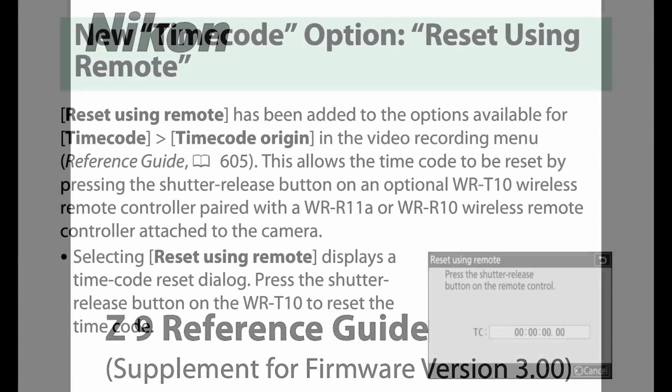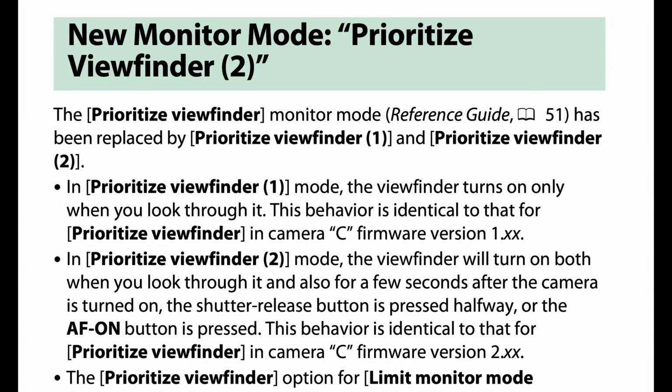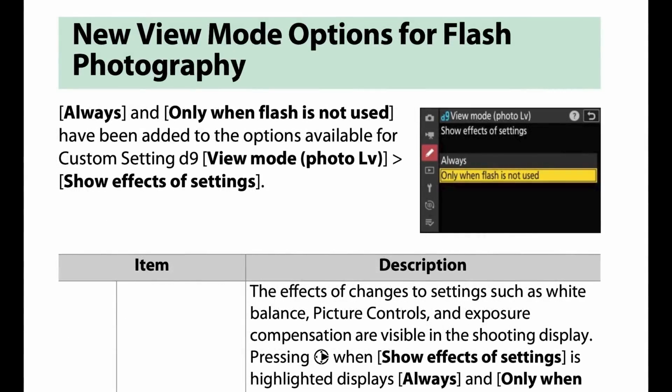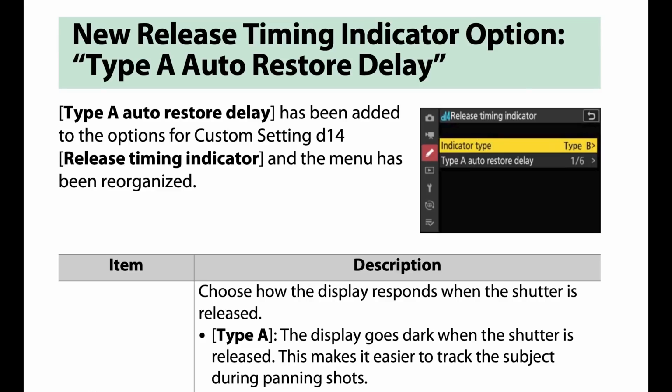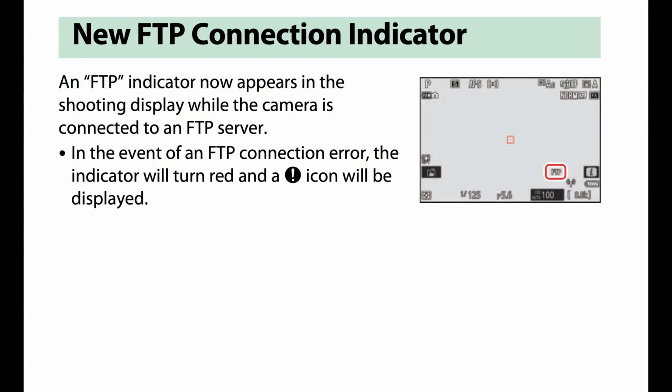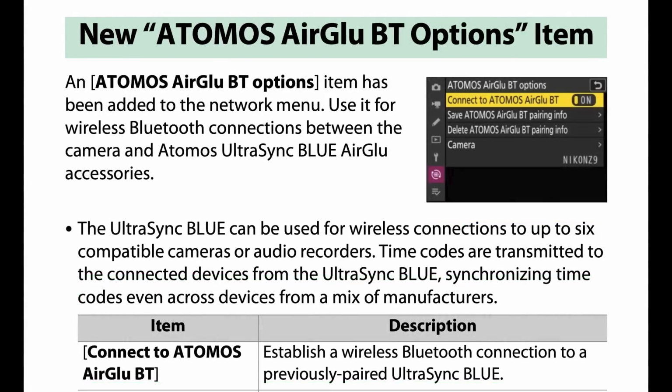First of all, we have new timecode option in video recording. Second, we have a new monitor mode, prioritize viewfinder, and we have new view mode options for flash photography. We also have now an option to display the color temperature value if you shoot under white balance with preset manual. We also have a new release timing indicator option, which is something I talked about in my 35 tips on the Nikon C9. We have a new FTP connection indicator. We have support for FTPS. And we have finally one option which helps you if you shoot your camera with Atomos video devices.